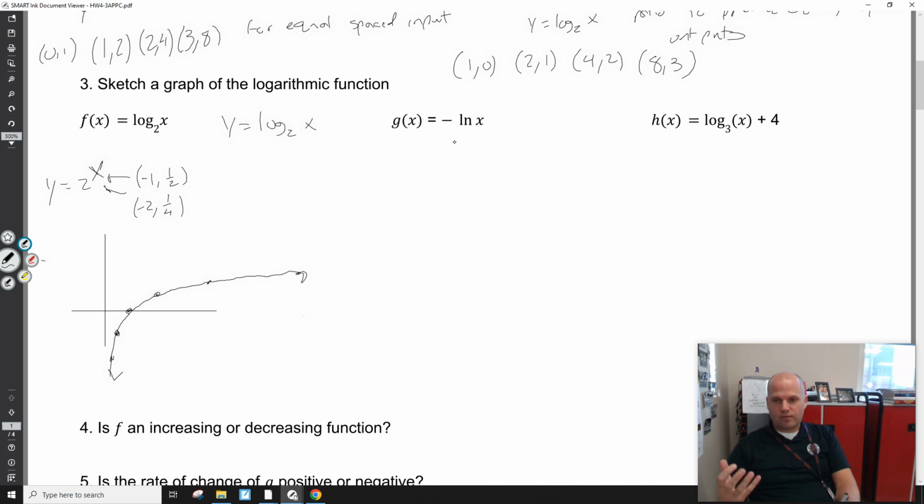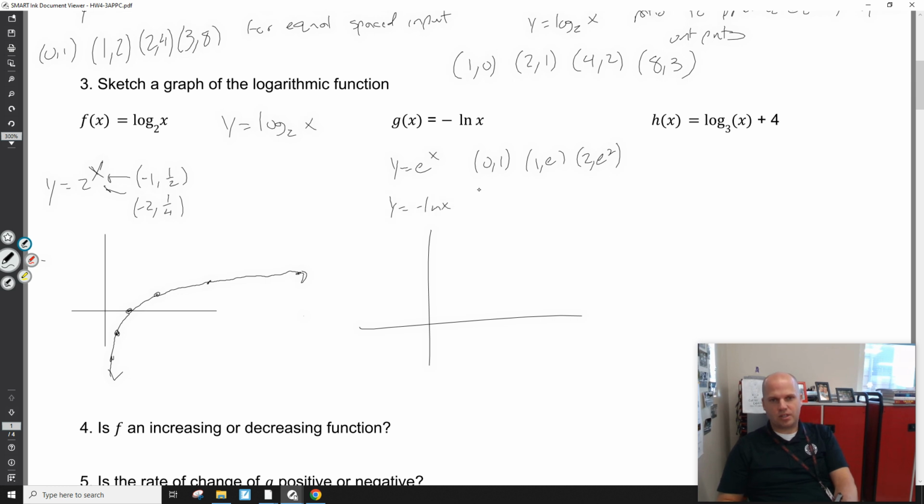Log x is the inverse of e to the x. So if I look at e to the x and some points on e to the x, like (0, 1), (1, e), (2, e squared), log x is going to have the inverse points. Now, the difference is that my log x function, we're going to take the opposite of the y. So I'd still have the point (1, 0), but I have the point (e, 1). I'd have the point (e squared, 2).